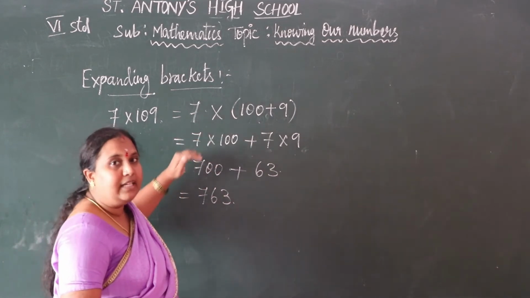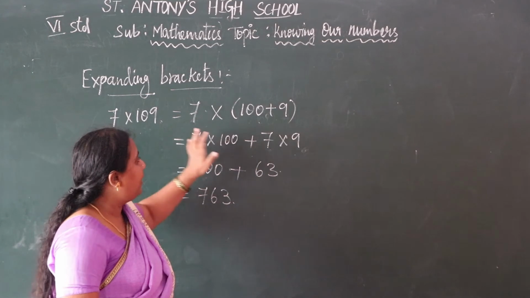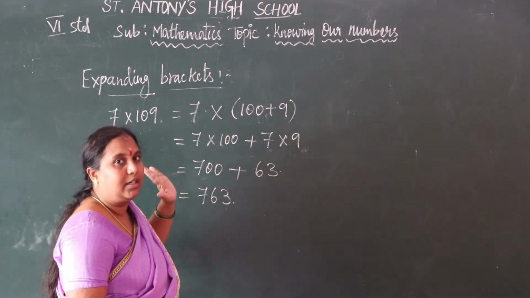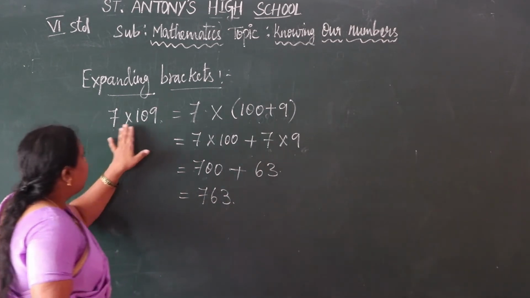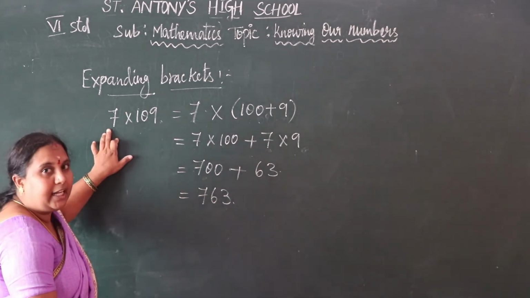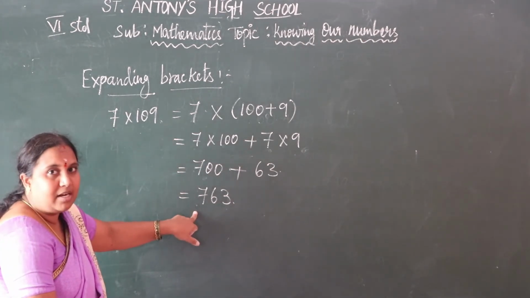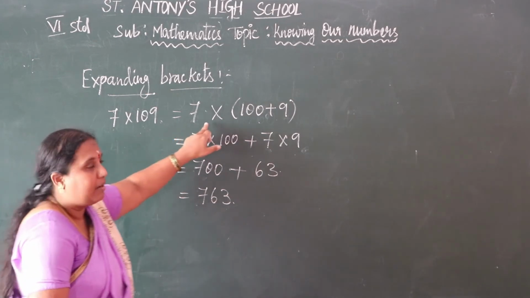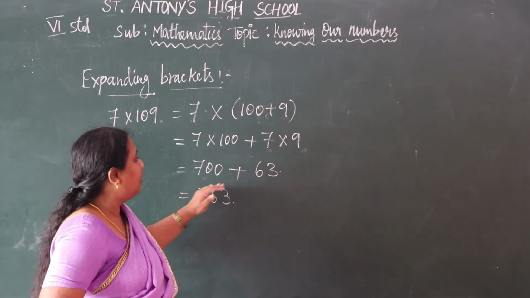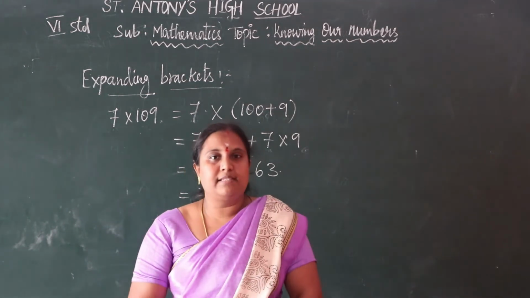For finding the value it is easy. While expanding the brackets, the value is very easy to find. If we multiply as it is, 109 into 7, we get the same answer. But by expanding the brackets, it is easy to find. The calculation is very easy. Now let us see one more example for this.